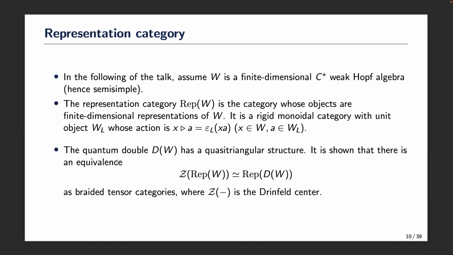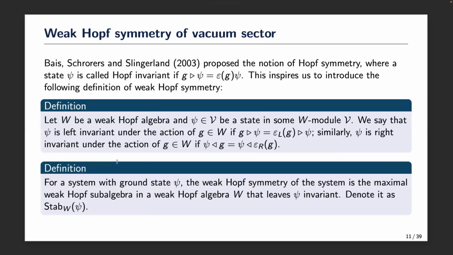So here's the end of the first part. And then we're going to move to the second part, where I will introduce the theory of Hopf symmetry. In 2003, both Stroller and Slingerland proposed the notion of Hopf symmetry, where a state psi is called Hopf invariant if the action of an element g on this psi is equivalent to epsilon(g) times this psi. This will inspire us to introduce the following definition of Hopf symmetry.